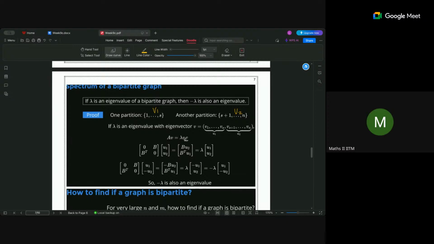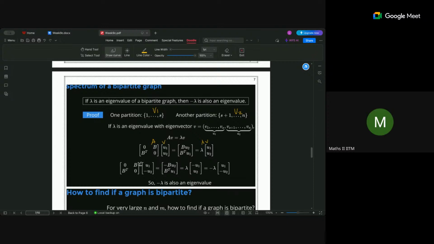Now AV is equal to lambda V, and you have this particular matrix representation for A. Let's write V in terms of U1, U2. When you multiply, you get 0 times U1 plus B times U2, so simply B U2, and then B transpose U1 plus 0. So B U2 and B transpose U1 is equal to lambda U1 and lambda U2, because this is AV and this is lambda V.